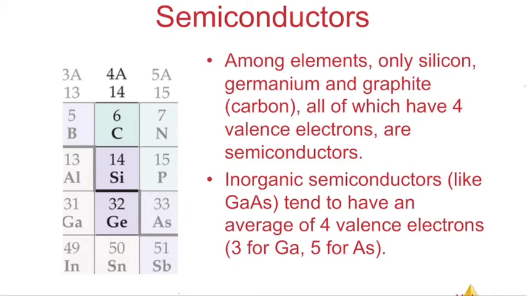And then you can have inorganic semiconductors that have an average of 4 valence electrons. So for instance, you take one from group 3, like gallium. You have one from group 5, like arsenic. So if you have gallium arsenide, it would average to a group similar to silicon, so that could be an inorganic semiconductor. So you can even do group 2 with group 6. They can work as semiconductors also.